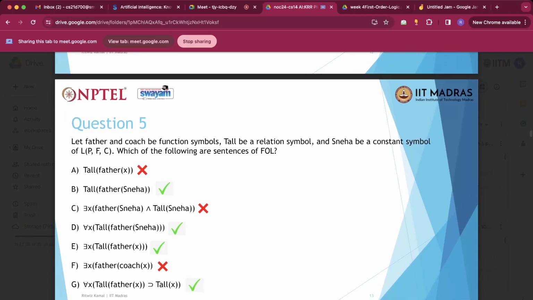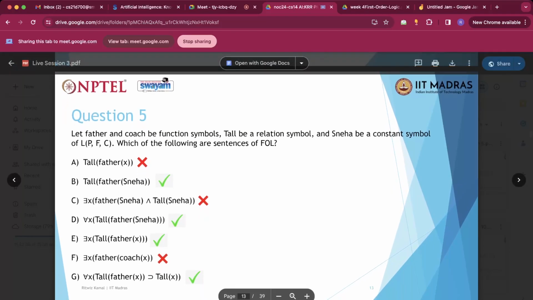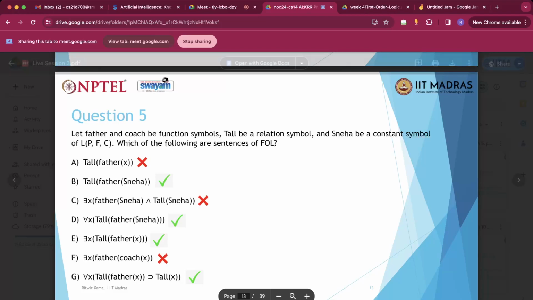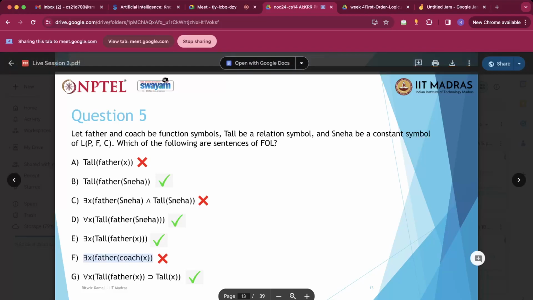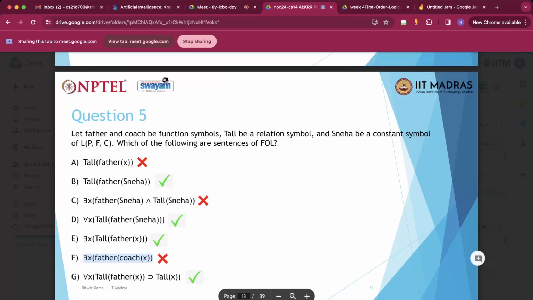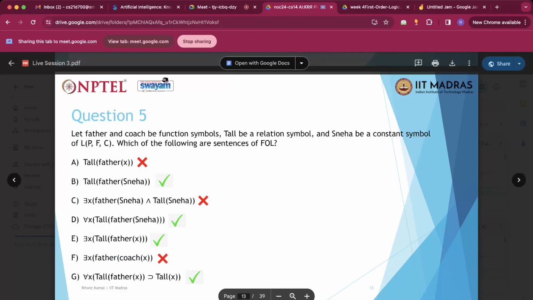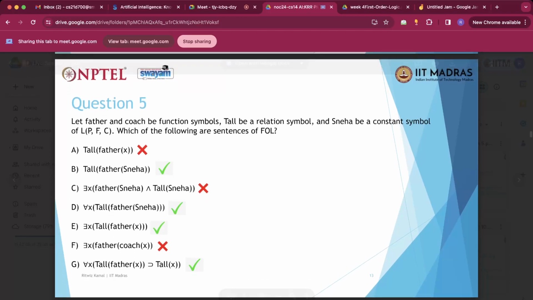Now let's quickly go over the rest of the two options. There exists x, father coach x. Again, this is not a sentence because father is a function, right? So this thing, a function of a function, is something that is not defined to us in this particular setting that is given to us. So this doesn't make sense. And the last option, again we have a variable that is in the scope of the quantifier and is a proper formula as well. So option G is also correct.